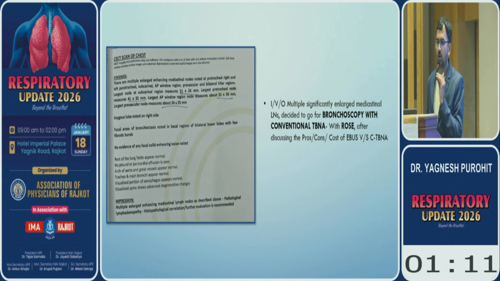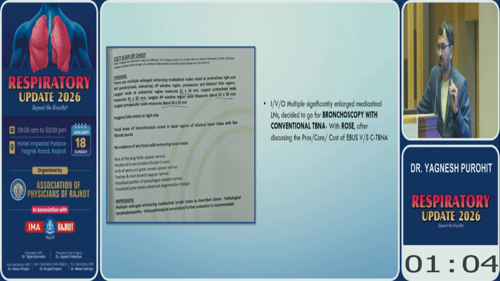ROSE is rapid on-site evaluation, where we generally keep the pathologist beside us, and we do the TBNA passes and give the sample to the pathologist, and they evaluate in real time, and they give us an idea about the cellularity and the probable diagnosis, so that we know how many passes we need for the diagnosis. So we have done it.